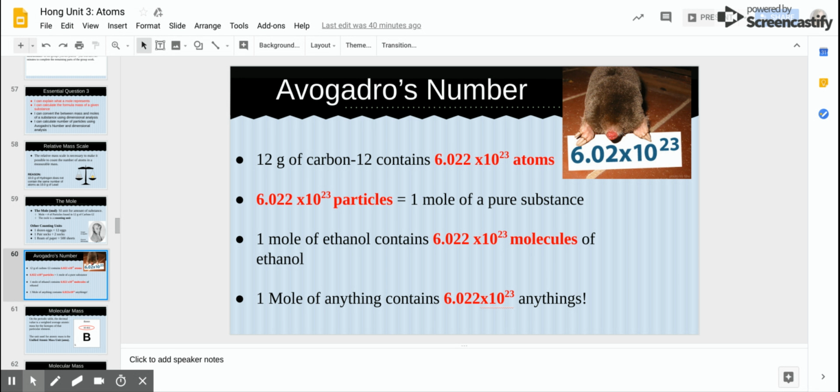So the last statement, and I even put an exclamation point behind it because it stands true, is that 1 mole of anything contains 6.022 times 10 to the 23rd anything.